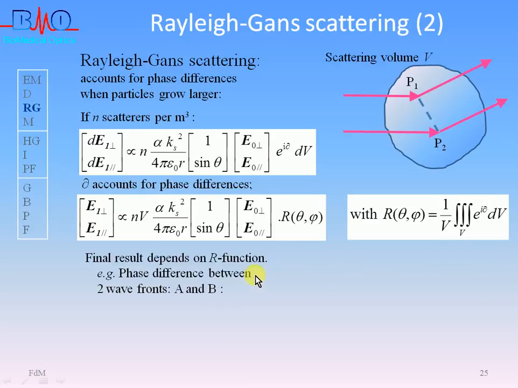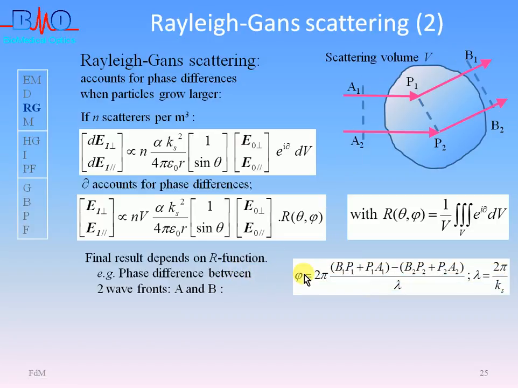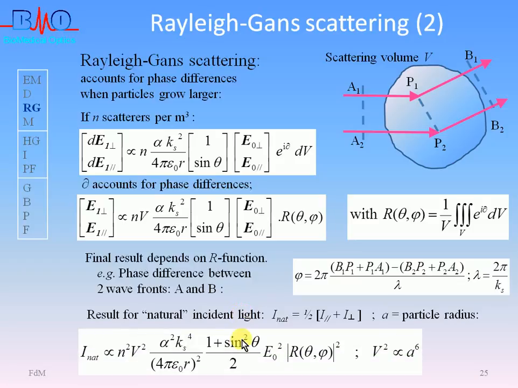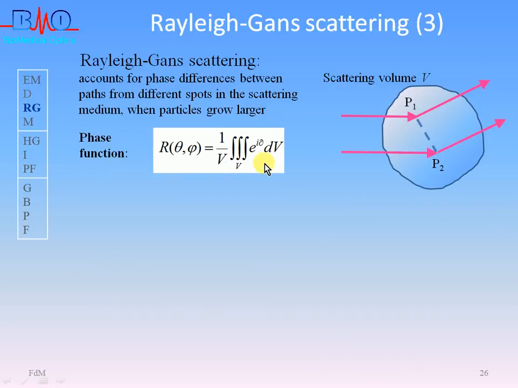For instance, let's look at the phase difference between these two wavefronts here, A and B. Then the phase difference will be given by 2 pi over lambda times the distance difference, the path difference, and that's seen from A1 over P1 to B1 or A2 over P2 to B2. And the result for natural incident light will be given in this equation here, the same as for the dipolar scattering, but now with that extra factor. Here is the phase function again.